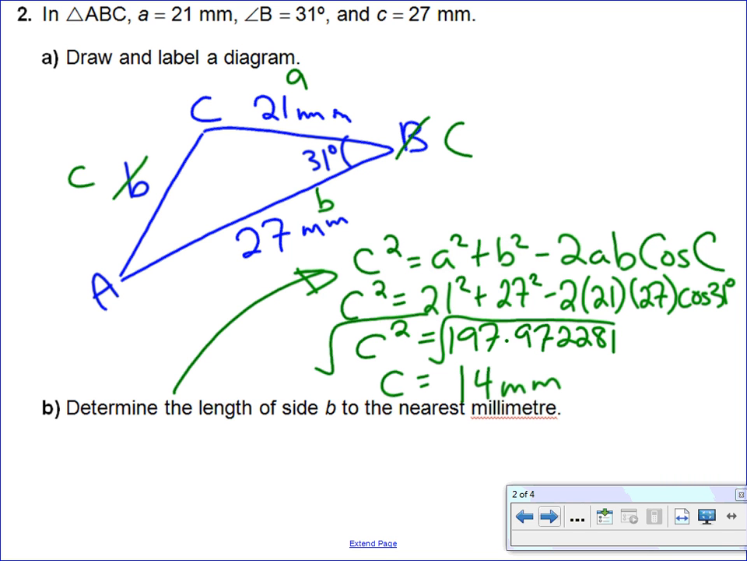Okay? Sounds good to everybody? Do you understand how much easier it is if you just relabel your triangle for C to be your unknown? If you always put C to be your unknown side or your unknown angle, it will always be easier because then you're not having to try to figure out what side length goes into what. It gets messy. Okay?